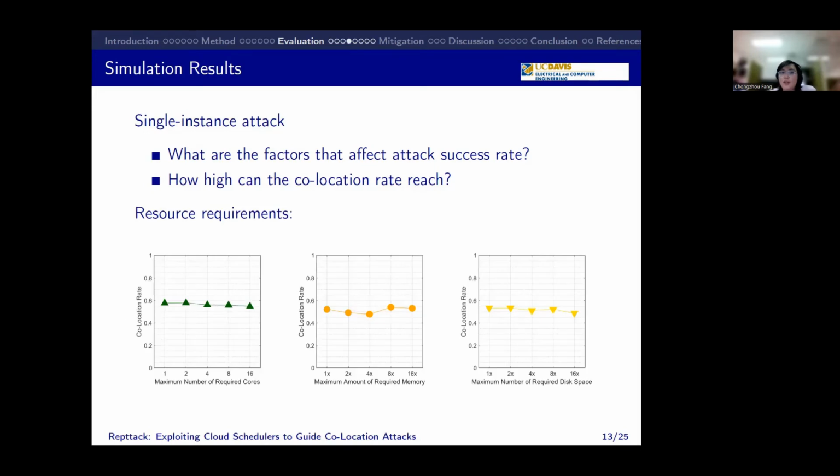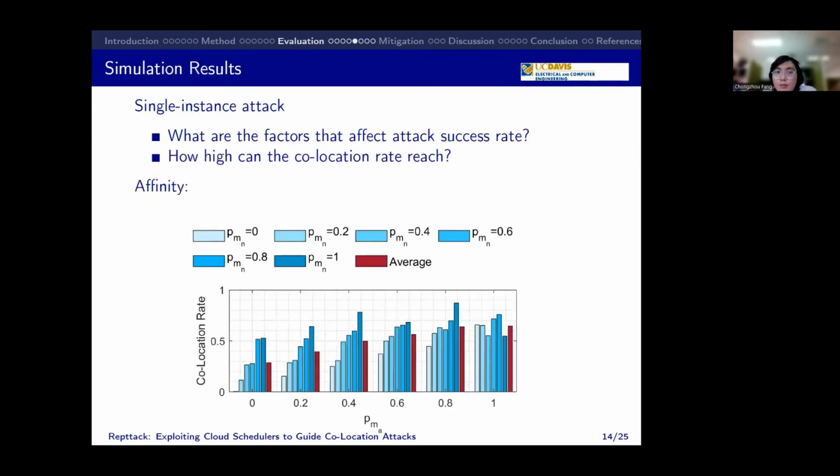We first vary the maximum resources a user can request, which generates different distributions of resource requirements of user applications. It can be seen from this page that the collocation rate merely changes during our experiment, which means resource requirements are not related to collocation rate.